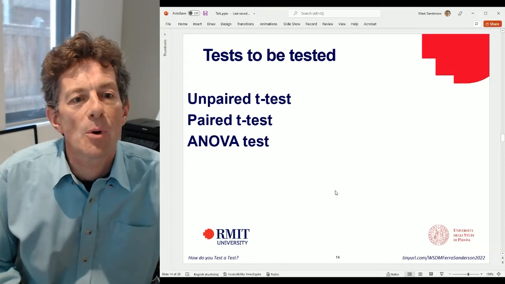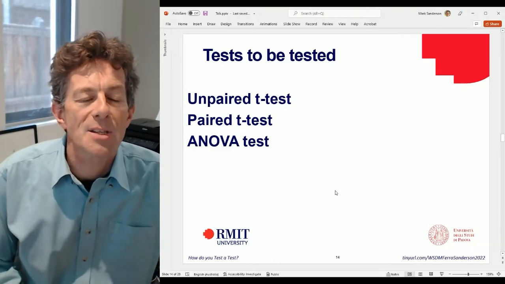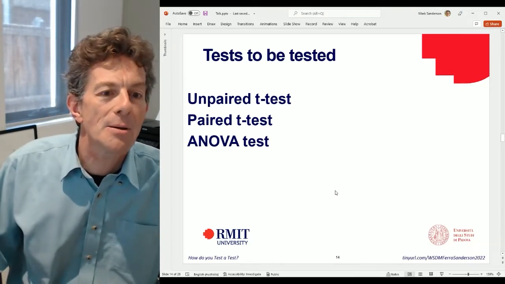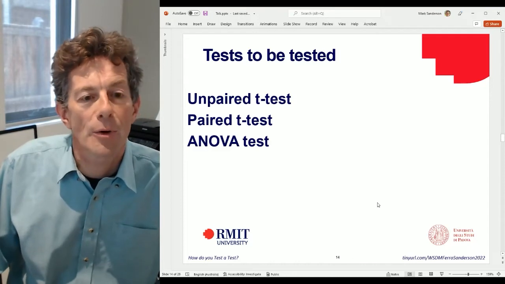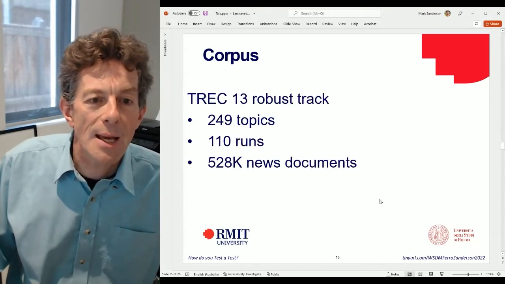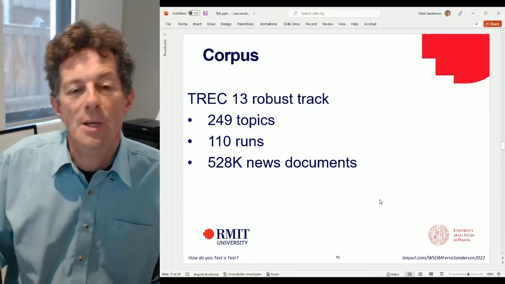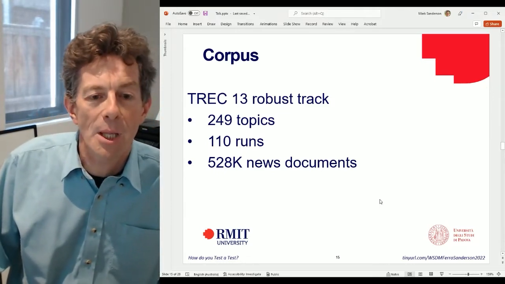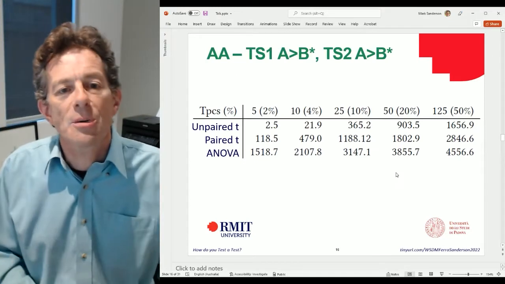So in our experiments, what we do is we run tests using an unpaired t-test, a paired t-test, and the ANOVA test that Nicola and I published last year. And then we run this all on a data set which has a large number of topics, a great many runs, and about 500,000 documents. Let's look at some results.